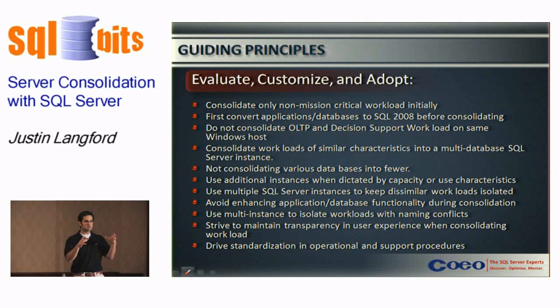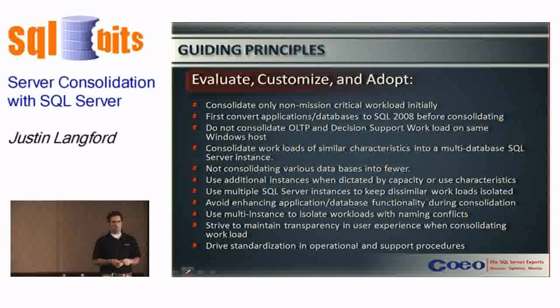So we're going to say homogeneous in terms of the types of workloads that we'll combine. We're going to combine workloads of similar characteristics into multi-database SQL Server instances, so we'll have a small number of instances which run databases of the same type. And we're not going to consolidate databases into fewer databases, so we're going to keep the database boundaries the same as we go through the consolidation. We'll use additional instances when dictated by capacity or use characteristics, and we can use multiple SQL Server instances to keep dissimilar workloads isolated. This means that we'll achieve some isolation at the SQL instance level by separating those into separate instances.